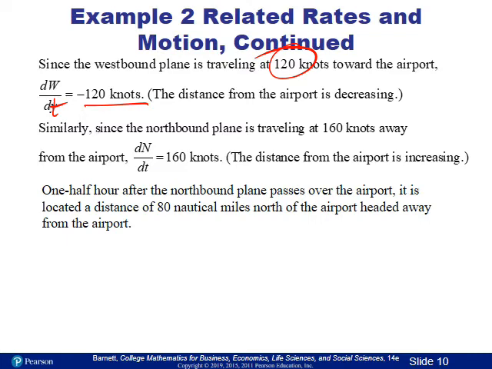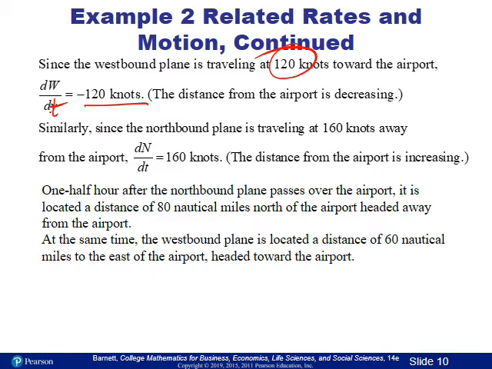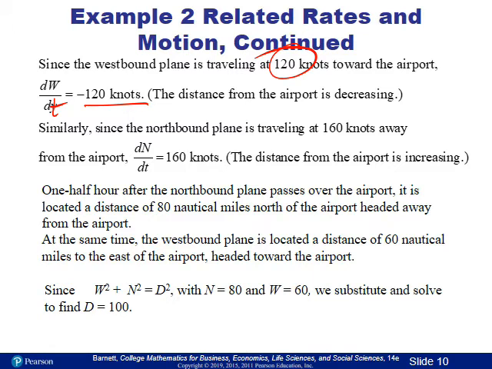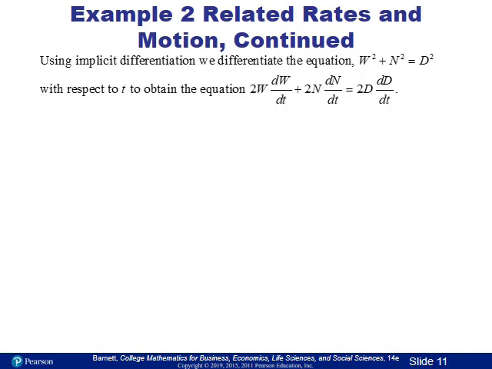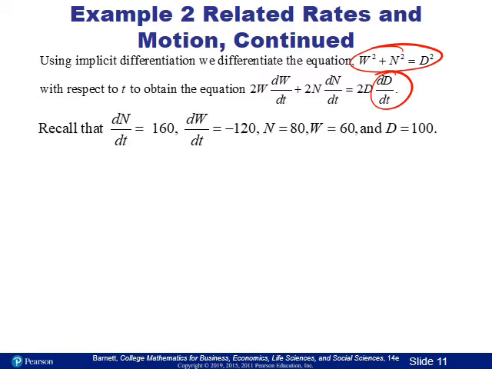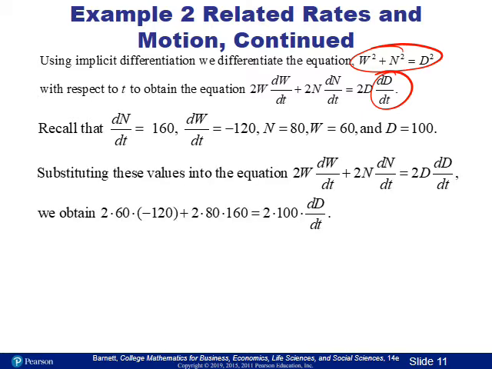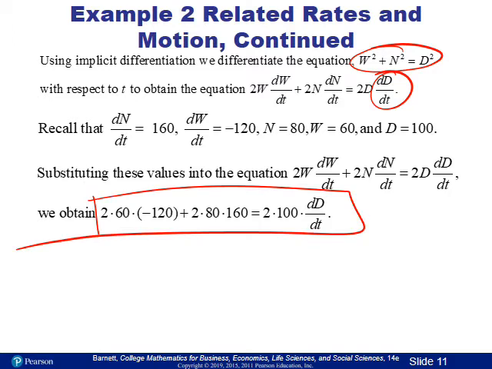After 30 minutes, the northbound plane is located 80 nautical miles north of the airport, headed away from the airport. At the same time, the westbound plane is located a distance of 60 nautical miles, and then we can substitute N and W into this equation. We can get D and at what rate D is increasing or decreasing. We differentiate this equation and we can get dD/dt, and you can see we can substitute all the values and we can get dD/dt.